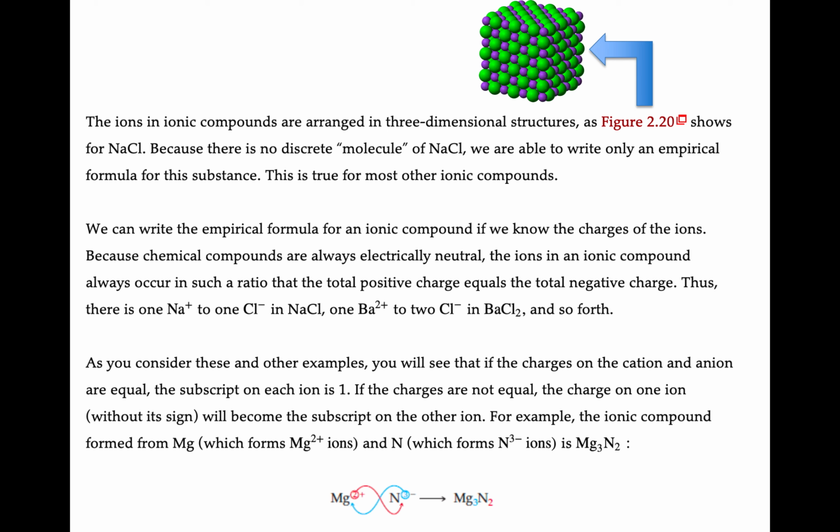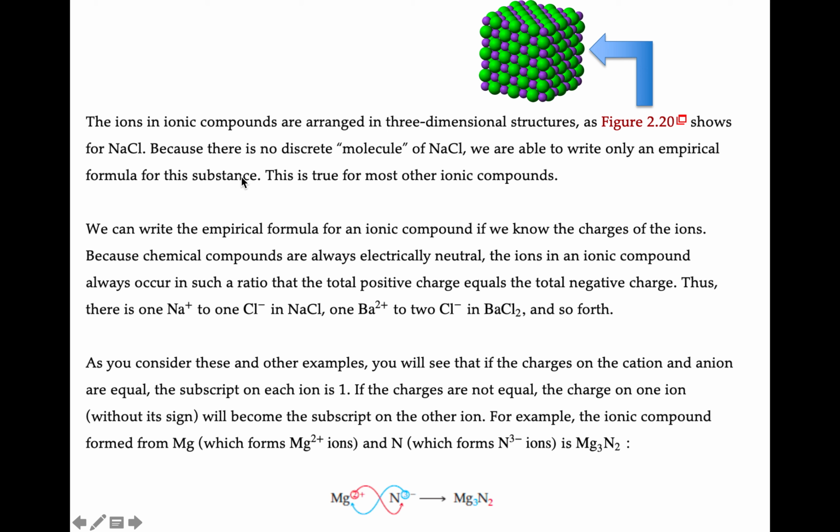Here's the textbook description. It points out that the ions in ionic compounds are arranged in this 3-dimensional structure. There is no discrete molecule, so the authors note that we're going to only be able to use an empirical formula. Does NaCl mean I have 1 cation and 1 anion? It does not. I have a huge number of each if I'm going to put them into this 3-dimensional structure.